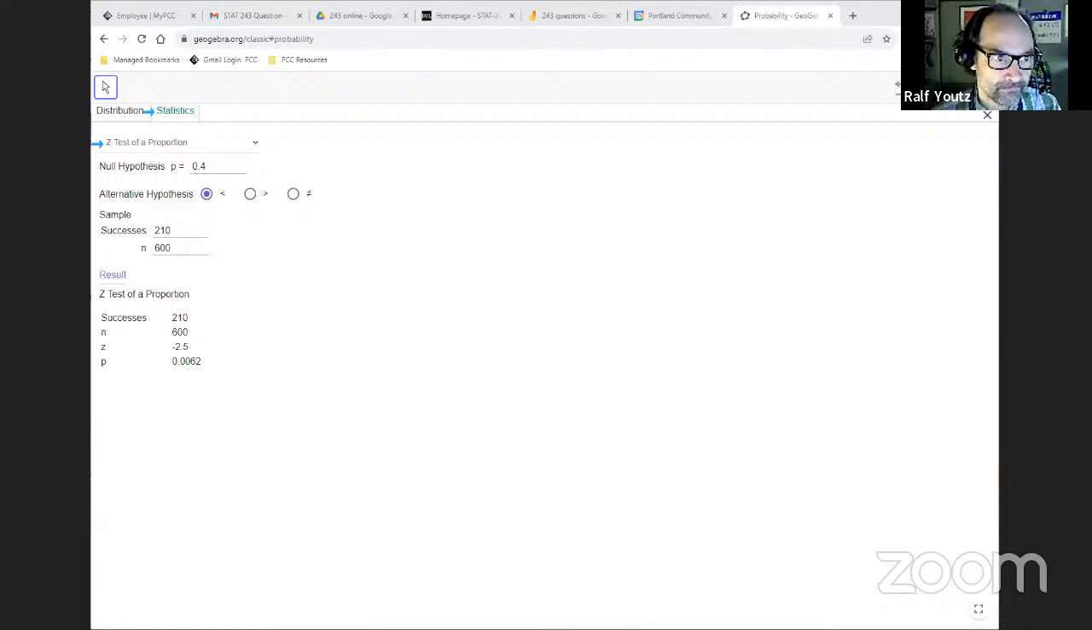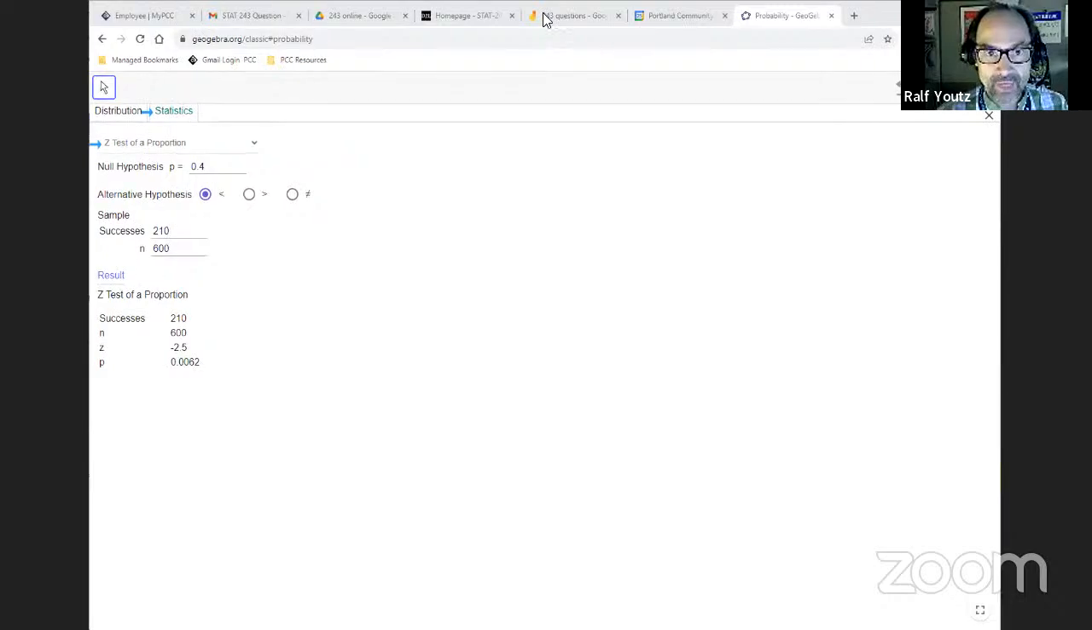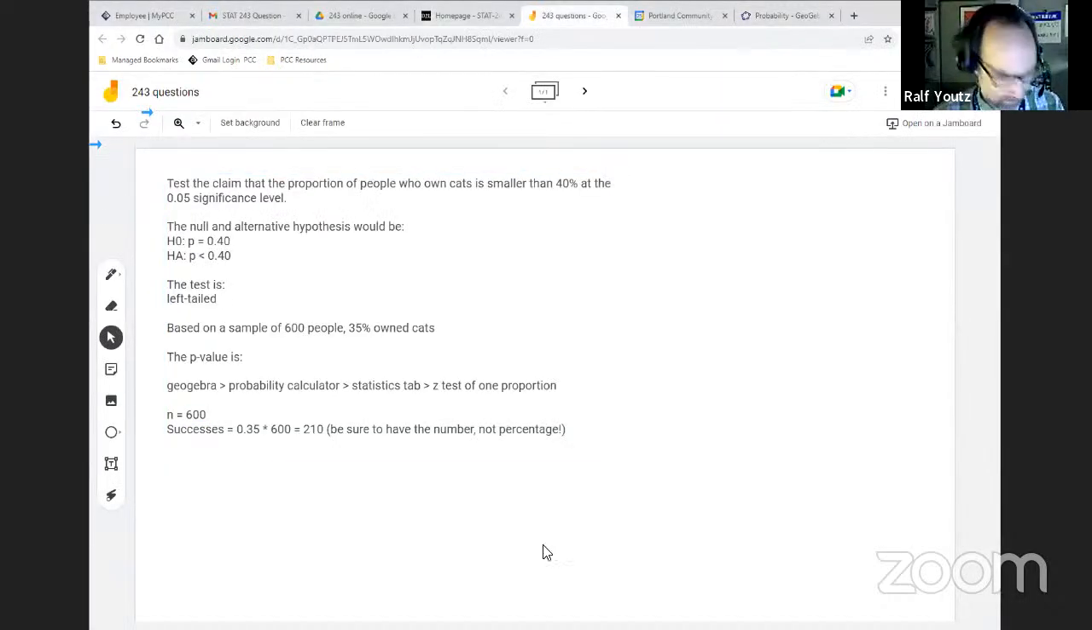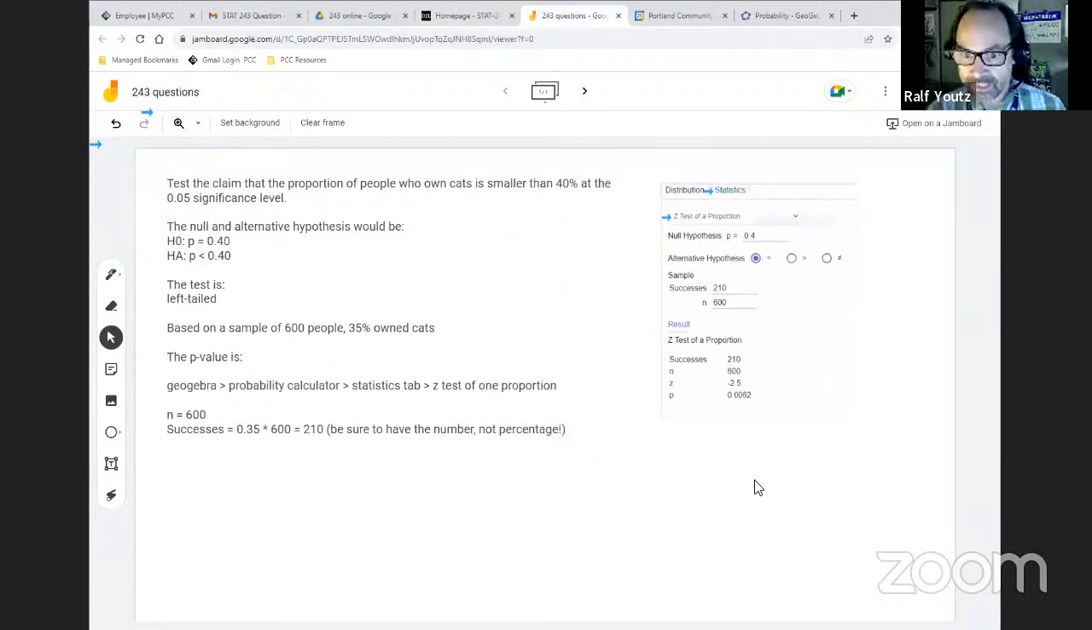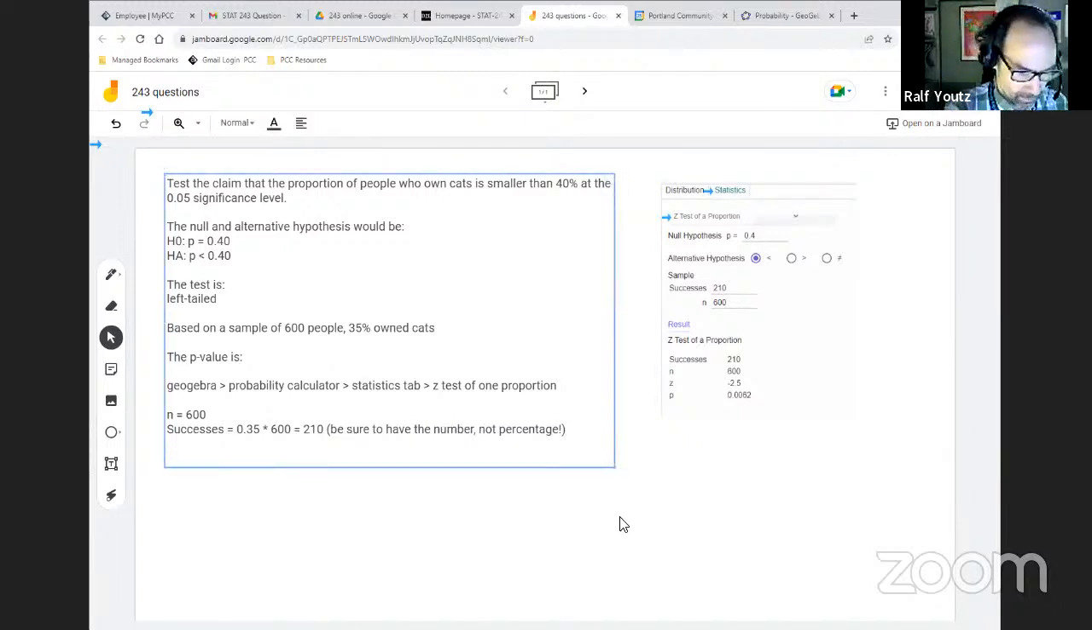Oh, wait, here, friend. In fact, I'm going to grab the entire thing that I did. So in my notes page that I made, I can now have a friendly little picture of my GeoGebra work right there to remind me how I did stuff. And I can say down here, my p-value is 0.0062 after a decimal. Or if you think in percentage terms, it's less than 1%. It's like just a bit more than 0.6%.